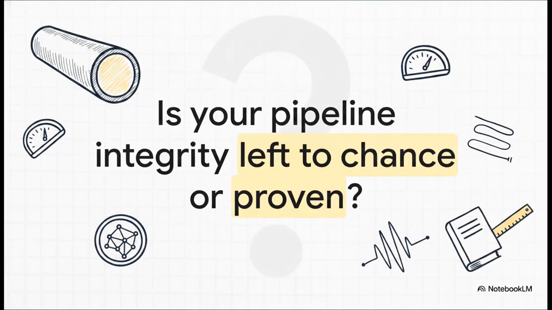So, what does this all mean? Ultimately, it asks the big question. Is your pipeline's integrity left to chance, or is it proven by the book? Following every single frequency, every careful cut, and every brutal bend in API 5L is literally the only way to answer that with absolute certainty. This standard doesn't just assume quality, it proves it. Mathematically, mechanically, test by test.